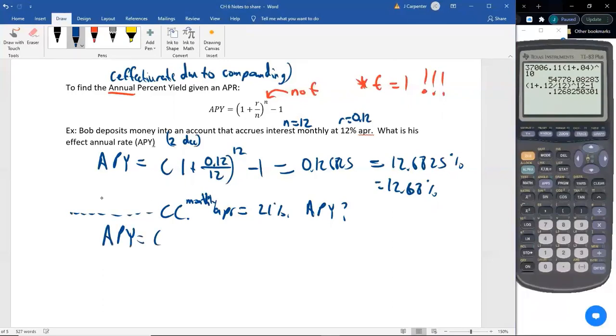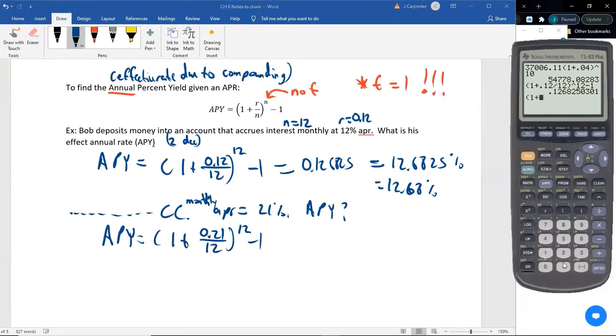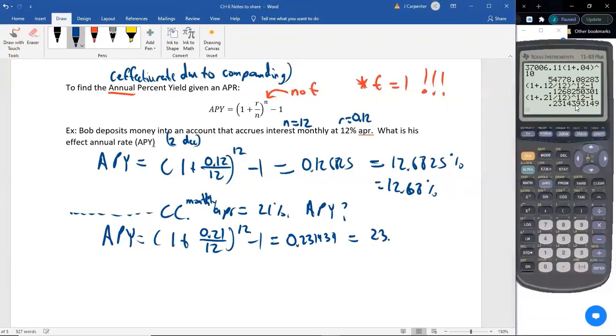will be parentheses 1 plus 0.21, that's our 21%, divided by 12, close it, raised to the 12th, then subtract a 1. And we get 0.231 blah, blah, blah, which when you move it twice, multiply by 100, you get 23.1439, round to 2 decimal places, you get 23.14%.